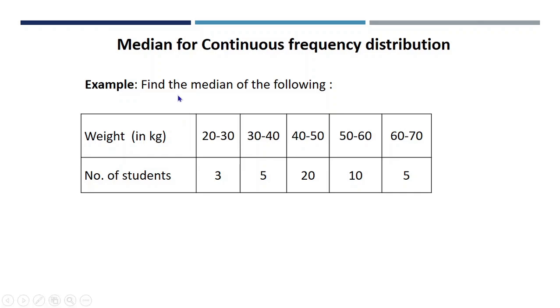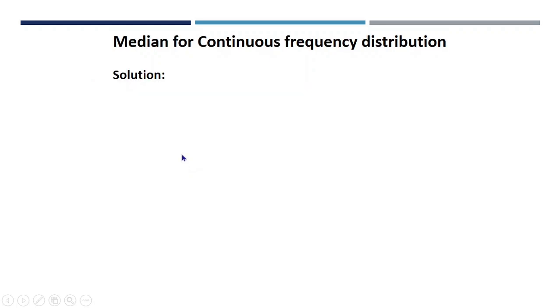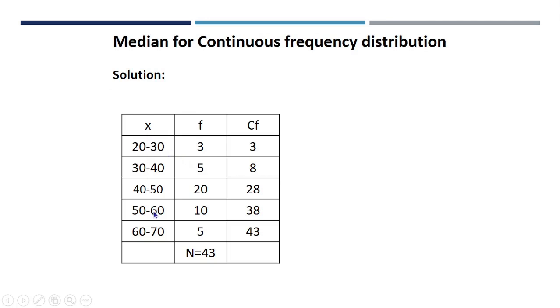Find the median of the following. The classes, the weights in kilogram of a number of students are given. The classes are 20 to 30, 30 to 40, 40 to 50, 50 to 60 and 60 to 70. And the respective number of students, or the frequencies, are 3, 5, 20, 10 and 5. Now prepare a table like this with the given classes and their respective frequencies. The total frequency n is equal to sigma f, the sum of all these frequencies, which is 43.